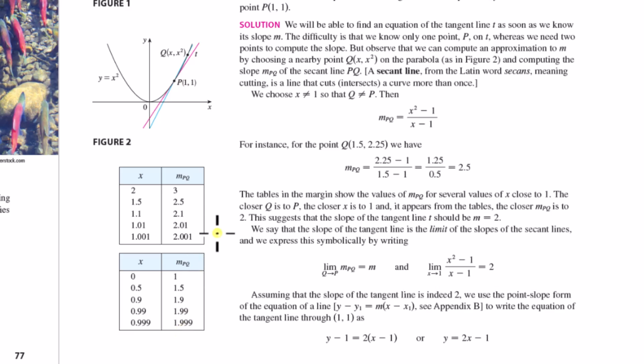To where it's like, okay, well, we can then hypothetically think about, if Q was exactly at point P, which would be the actual tangent line, it wouldn't be a secant line anymore, then hypothetically this MPQ would be equal to exactly 2. But you can see the need for the idea of the limit here.